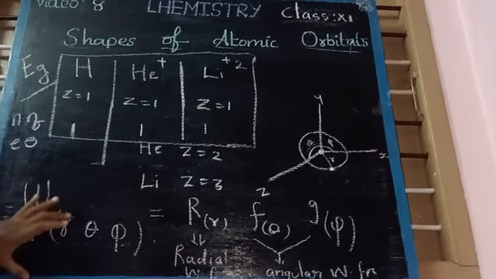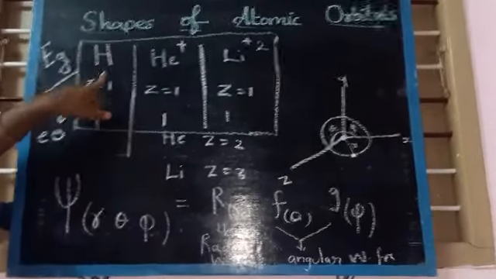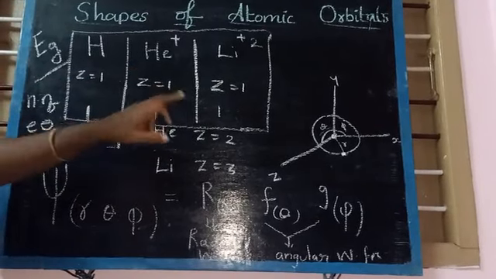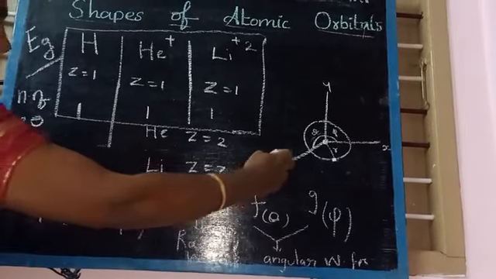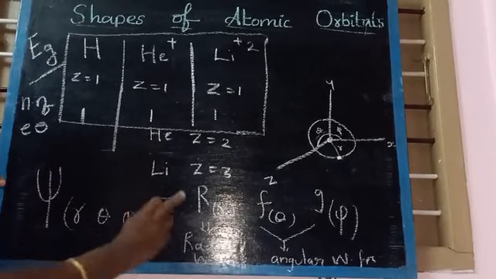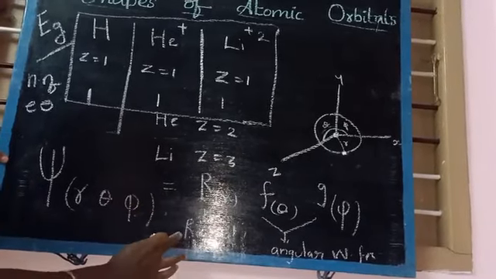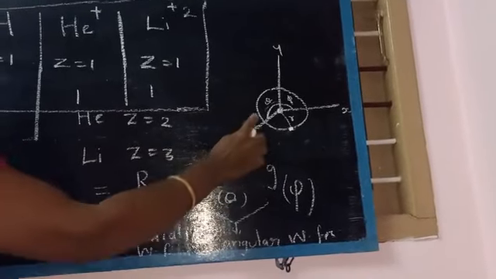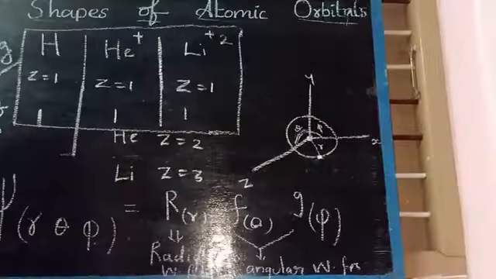To express the wave function for one electron species, for example hydrogen, helium plus and lithium 2 plus, the number of electrons is 1. It is a 3-dimensional species with 3 coordinate axes. From this we frame the equation, wave function psi equal to this and this. This is the radial wave function, which gives the distance. F and G denote the angles, the other half, the angular wave function.